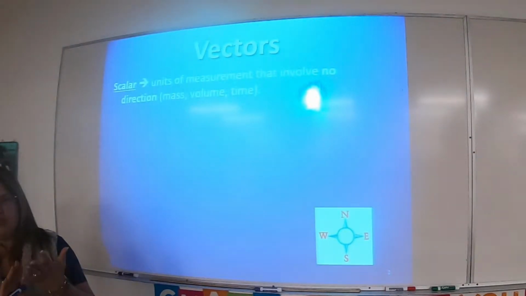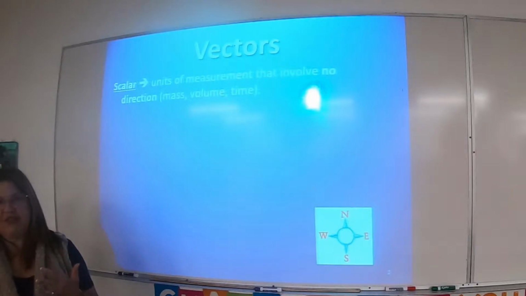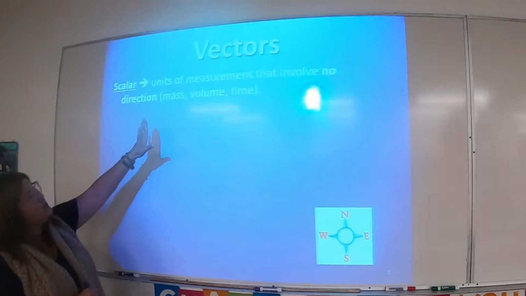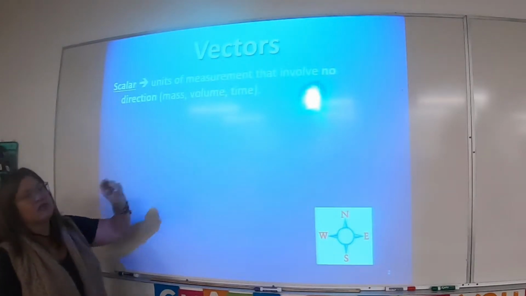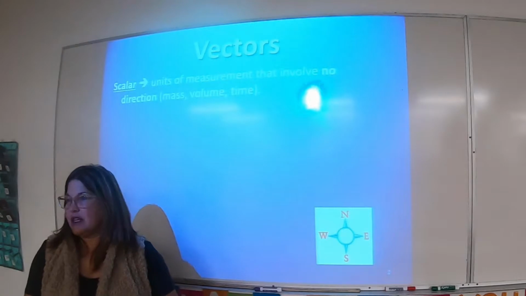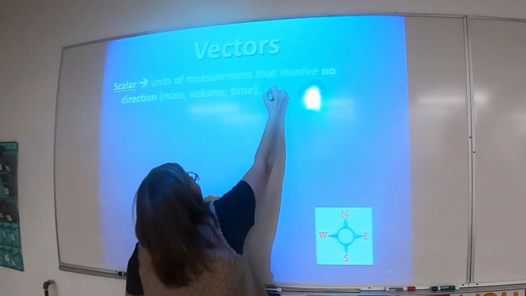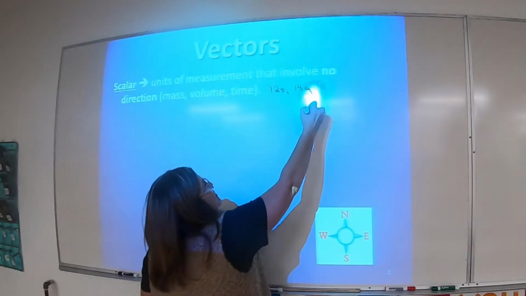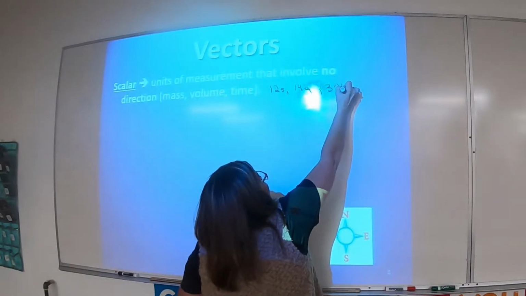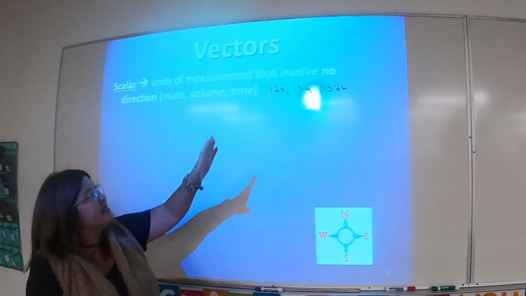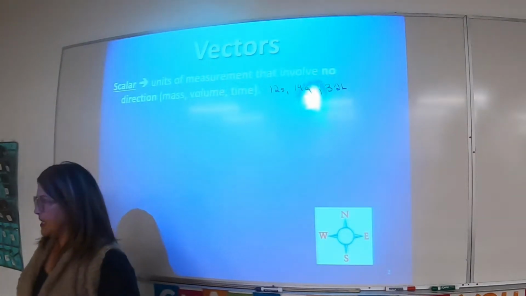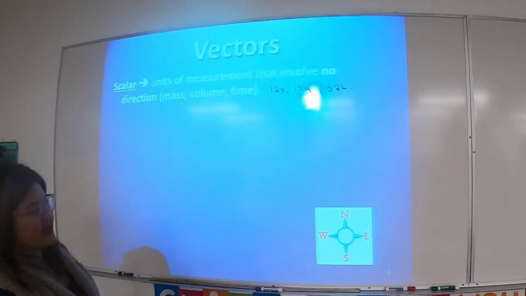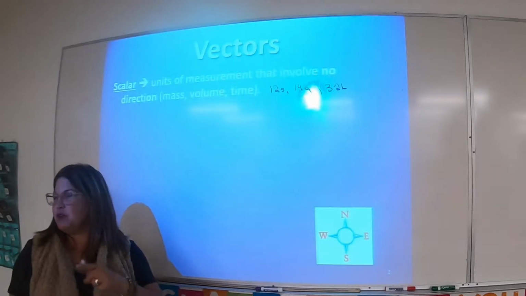In this section we're going to be looking at vectors and scalars. The first thing with scalars, it's just a unit of measurement that involves no direction. So we're talking things like 12 seconds, 14 grams, 32 liters. It has a number and a unit associated with it, but it does not have a direction. A scalar quantity. So that's what we've used all the time.